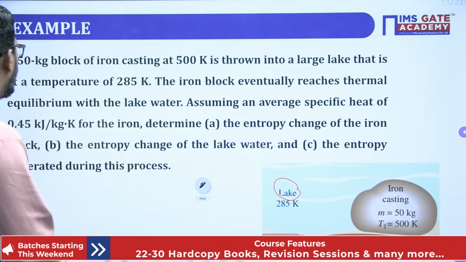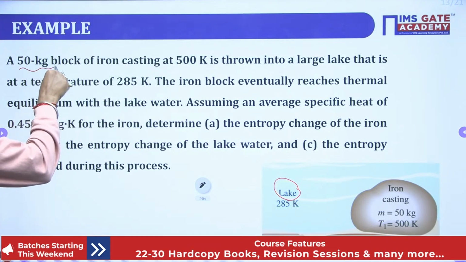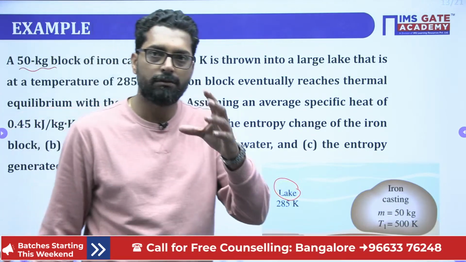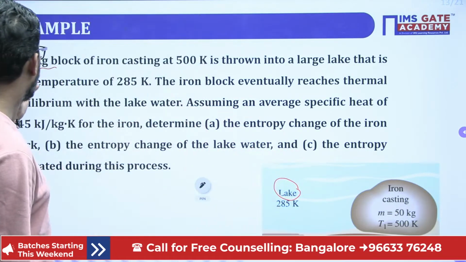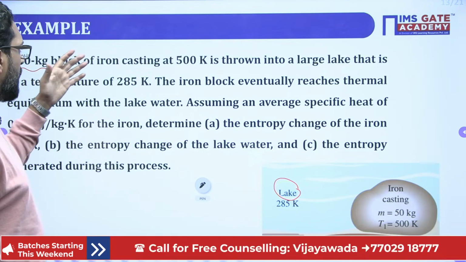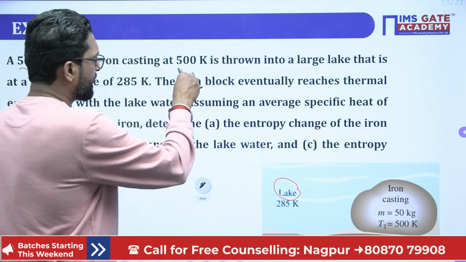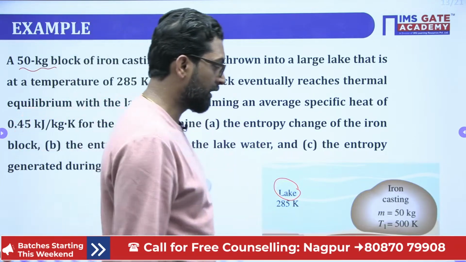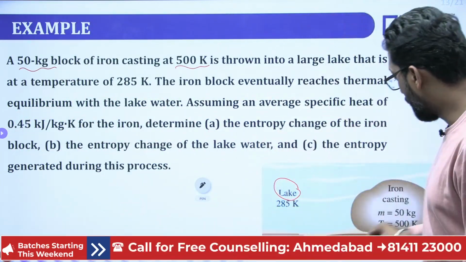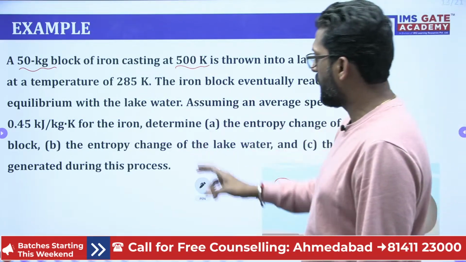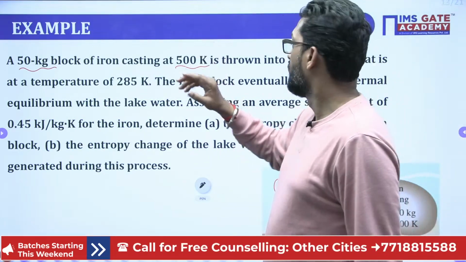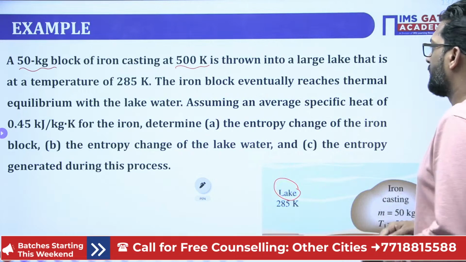Now a 50 kg block. There is an iron block. How much mass? 50 kg of iron block. At what temperature? 500 Kelvin. So the temperature of the block is much higher than the temperature of the lake. It is thrown into the large lake.